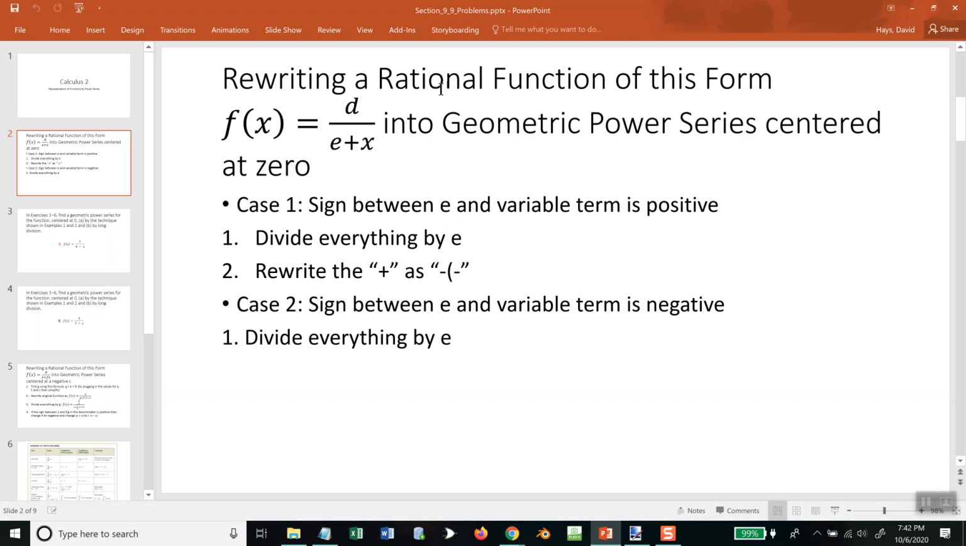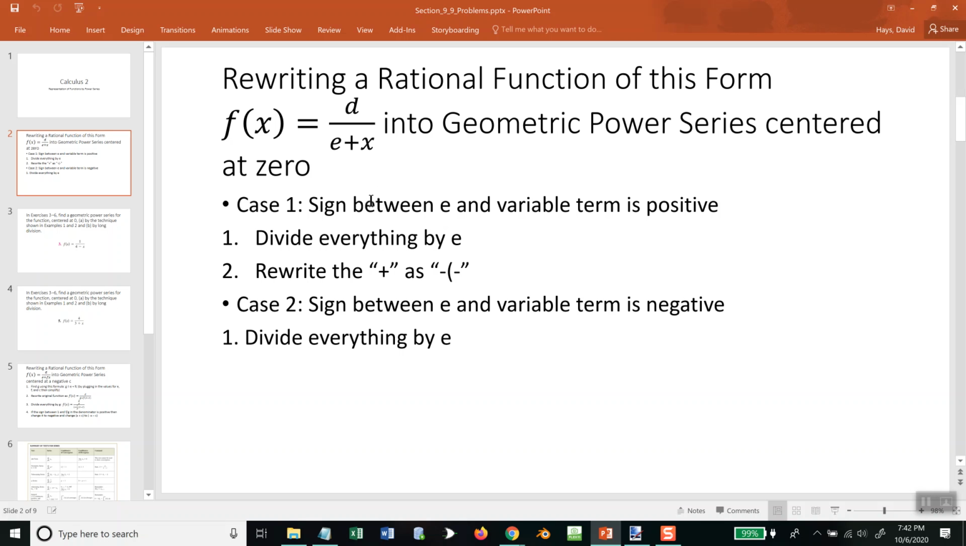But if you have a rational function of this form, d over e plus x, where d and e are numbers, and the plus doesn't have to be a plus, you could have a minus there too, you want to rewrite that into a geometric power series centered at 0.